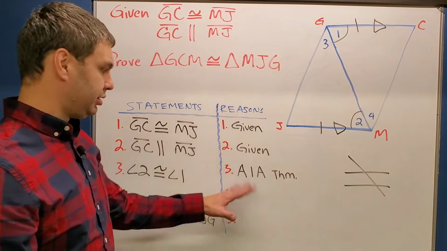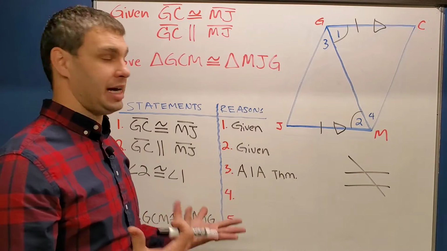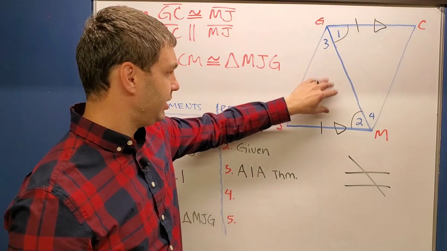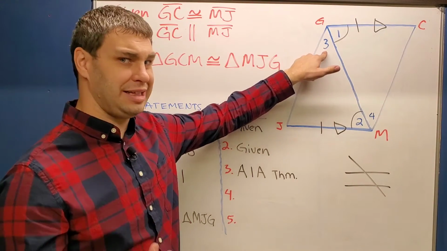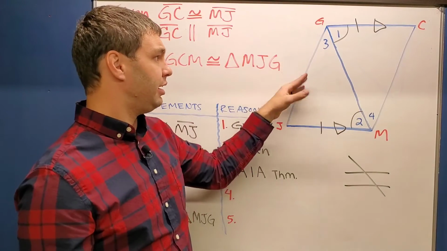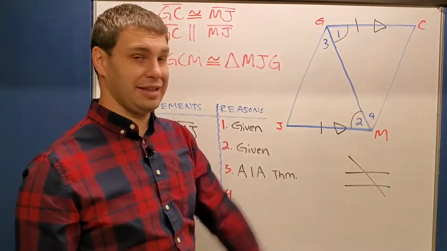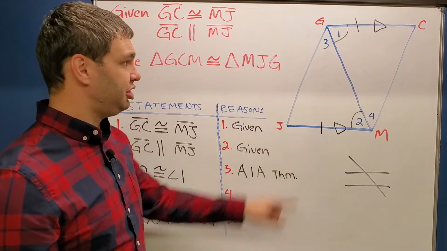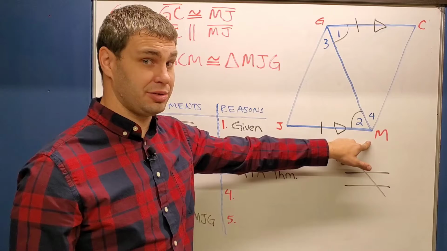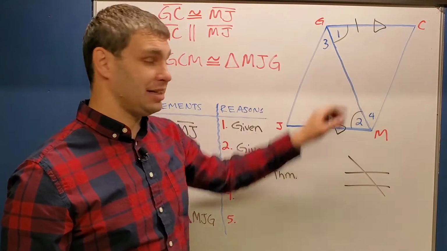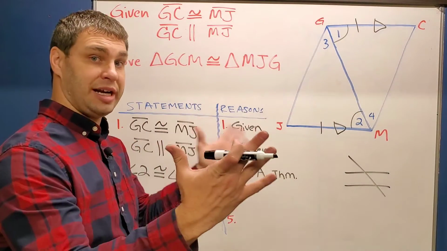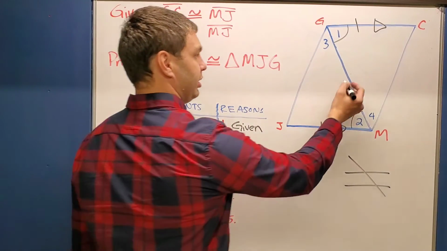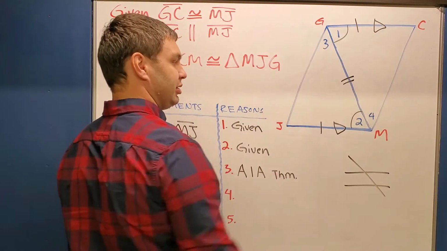Once I have that marked on my picture, I have to take a look at what I have. I have a side and an angle in this triangle. Angle 3, I really can't say is an alternate interior angle with 4, because that doesn't even touch my line that is parallel. So what else do I have here? Well, I'm thinking that GM and GM are congruent to each other because they share a side, and when two triangles share a side, those sides are the same. So we can put two tick marks on it.